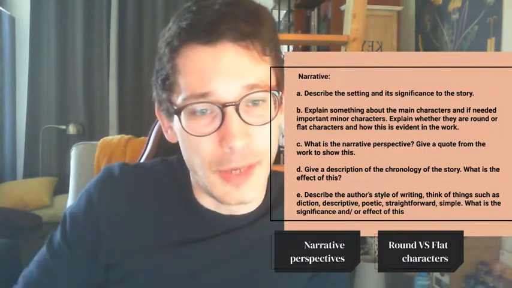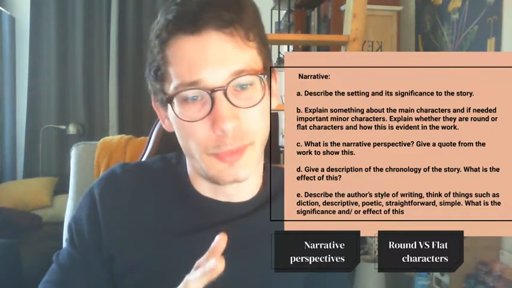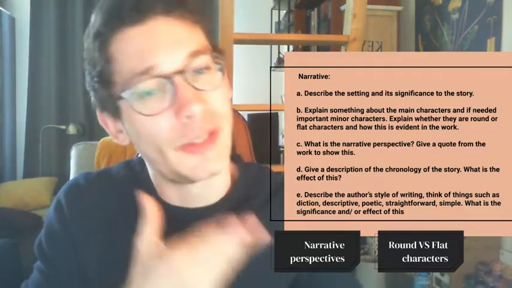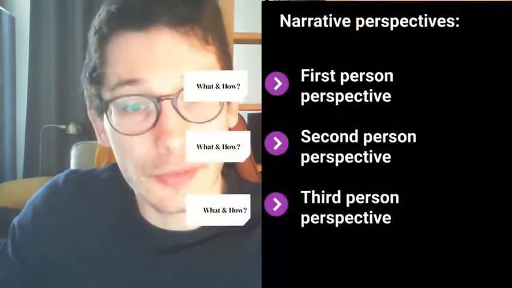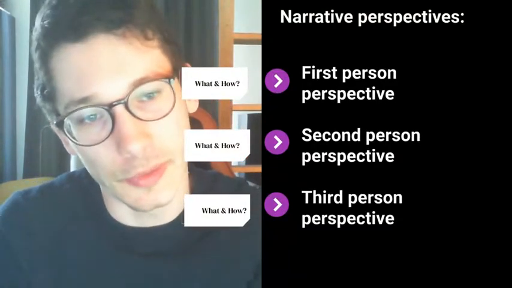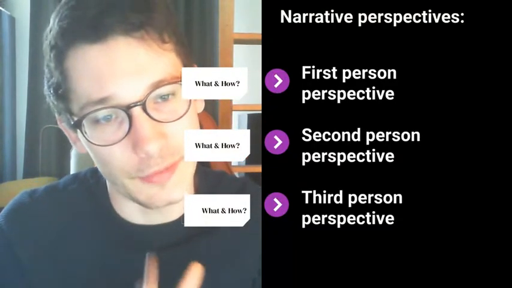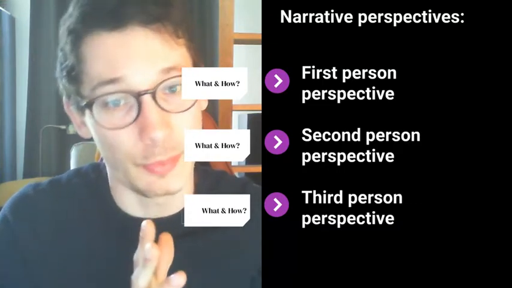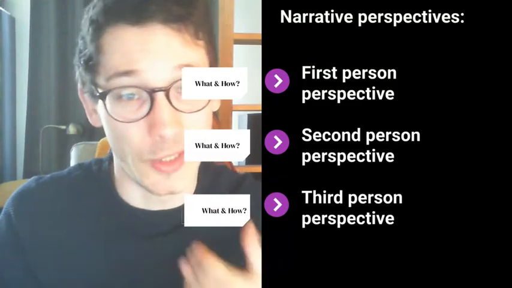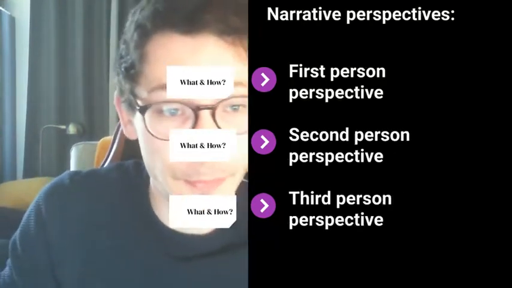Okay? Now, for two of those things, I will go into a little bit more depth. So, narrative perspectives and round versus flat characters. First, narrative perspectives. There's three that we take into account, with a bit of nuance in the last one. First person perspective, second person perspective, and third person perspective. I'm going to show you examples and explain to you what each perspective is like, okay?